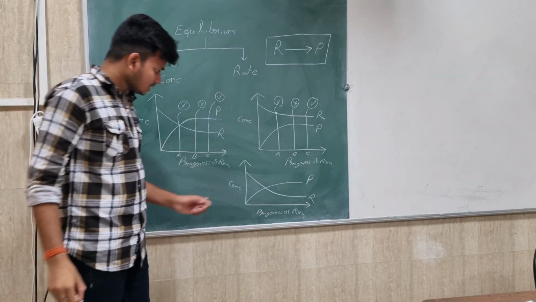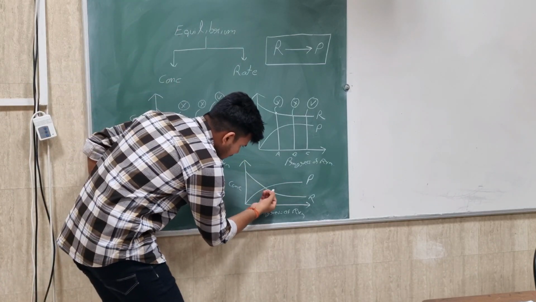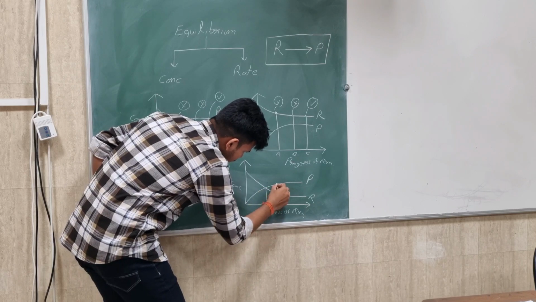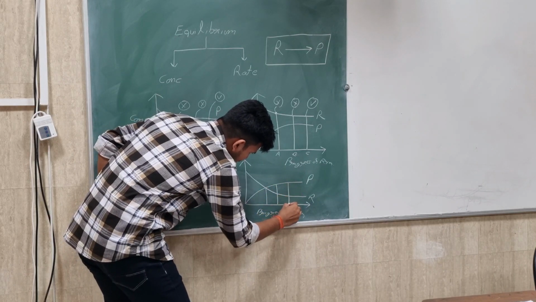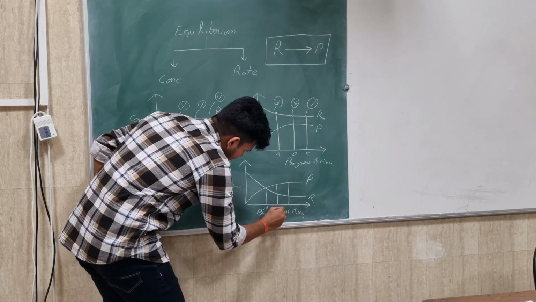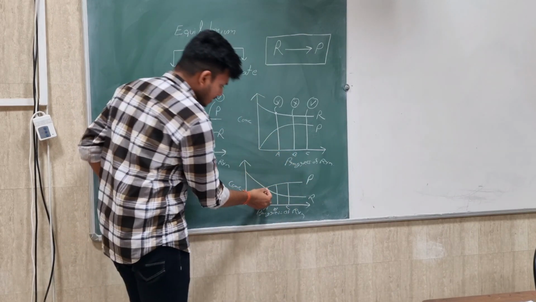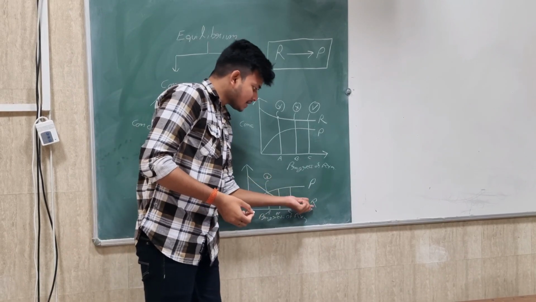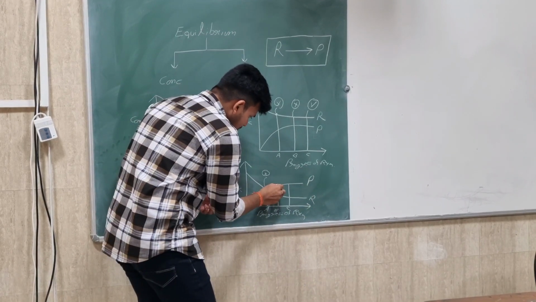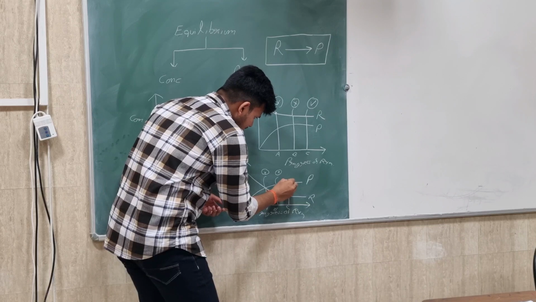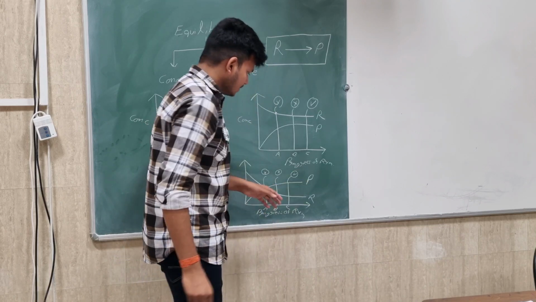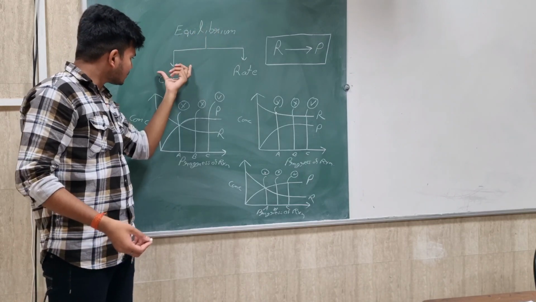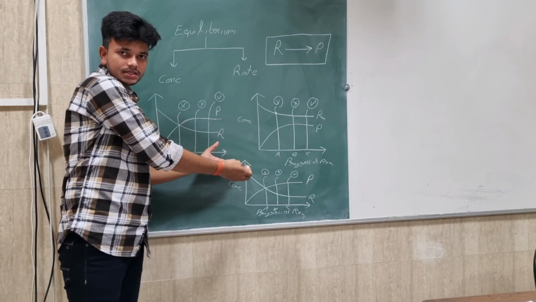At the third graph, let's see. This is the first point, this is the second point, this is the third. A, B, and C. At point A, we cannot attain equilibrium. Why? Because product and reactant concentrations are not equal. At point B, we cannot attain it. At point C, we can attain the equilibrium. This is the equilibrium. We can define equilibrium in terms of concentration with the help of this graph.